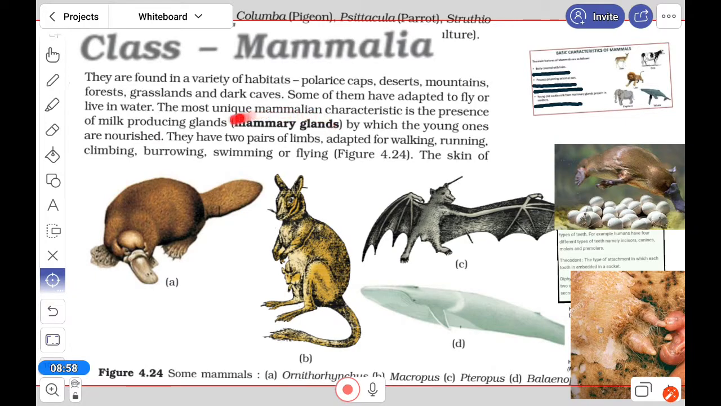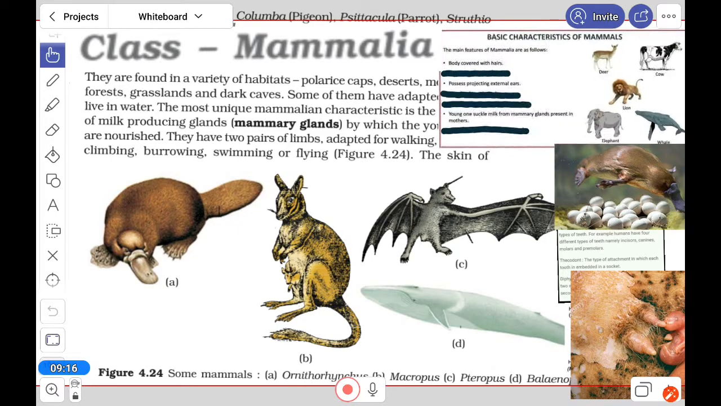So, the mammary gland, from that the name Mammalia. The mammary gland is there in this organism. So this class is named for that. Three important characteristics you have to keep in mind. So here it is.